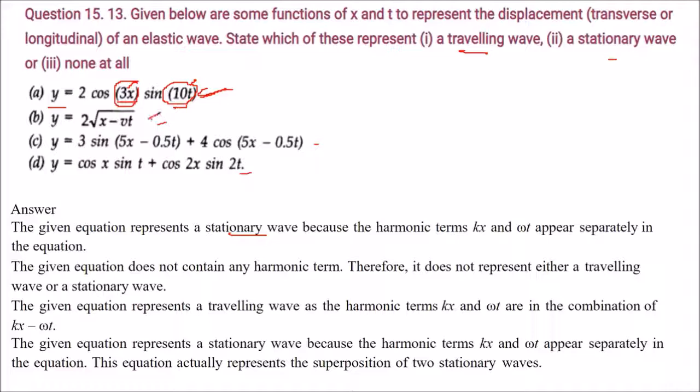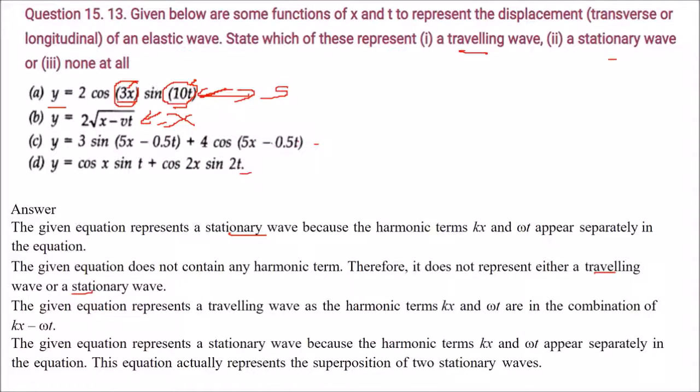This equation has no harmonic form, so this is neither a traveling wave nor a stationary wave, so neither of them. And this one is our stationary wave. Now here we have y equal to 3 sin(5x − 0.5t) + 4 cos(5x − 0.5t).